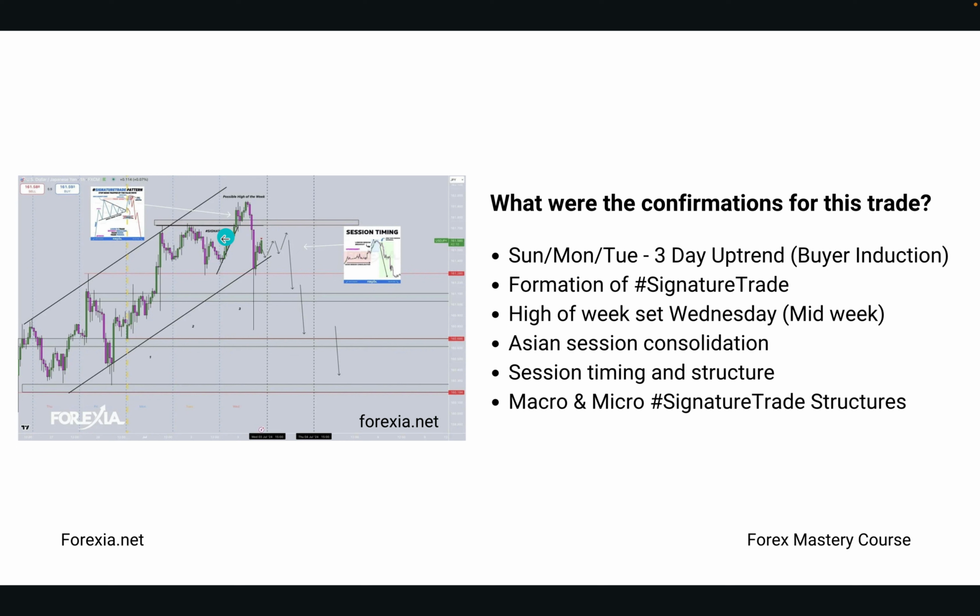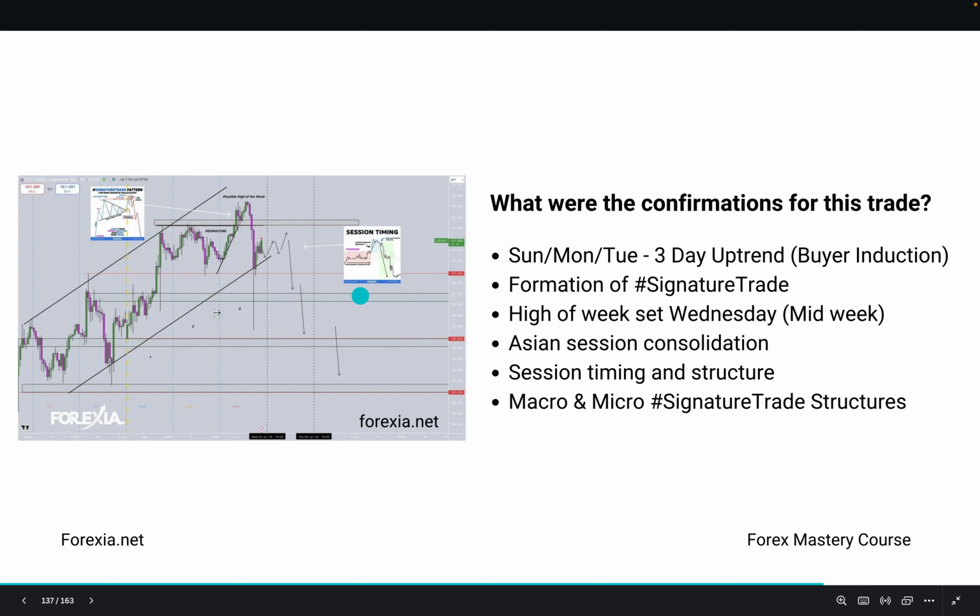of the signature trade. So signature trade breakout forms the M formation off of the high of the week, creates the high of the week midweek Wednesday. And then after we saw this initial reversal right here, in real time we sent the analysis. I drew up an Asian session consolidation and a potential breakout and then a reversal here. So that's what I tried to basically mark up on my chart with these little arrows. That was my price projection. It calculated session timing and structure, and we had the macro and micro signature trade structures.